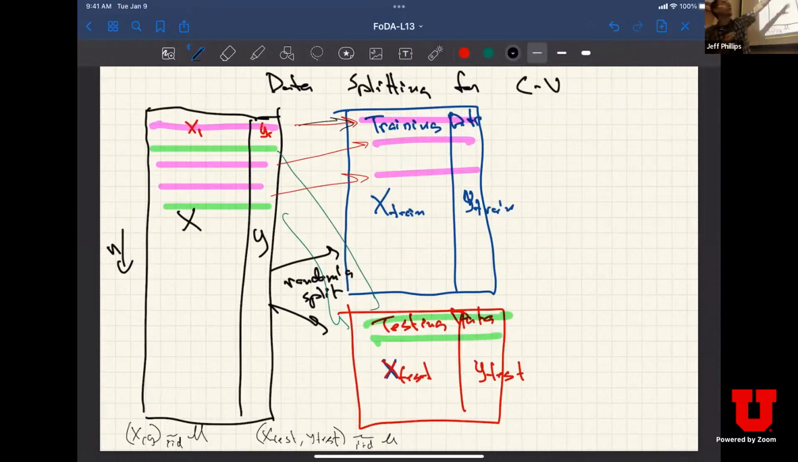But I also don't want to leave out too much of my training data, because if I don't have enough in the training, I'm not building a good model. And this is generally useful when you have a lot of data.